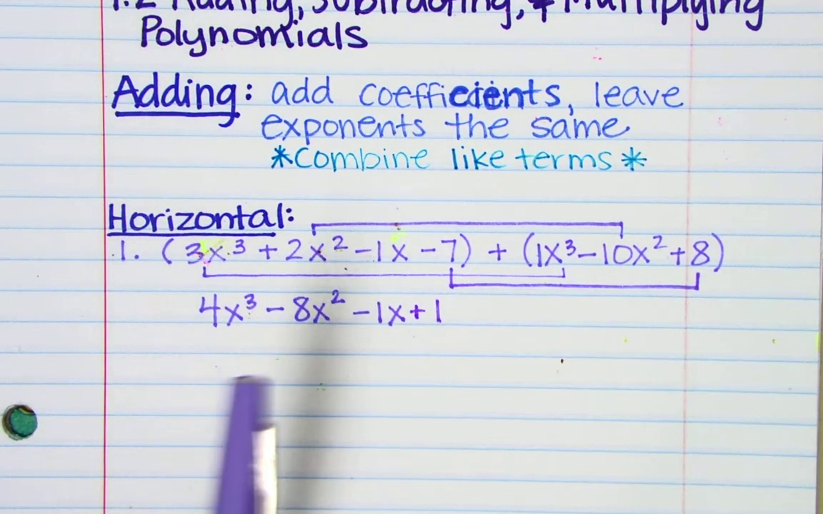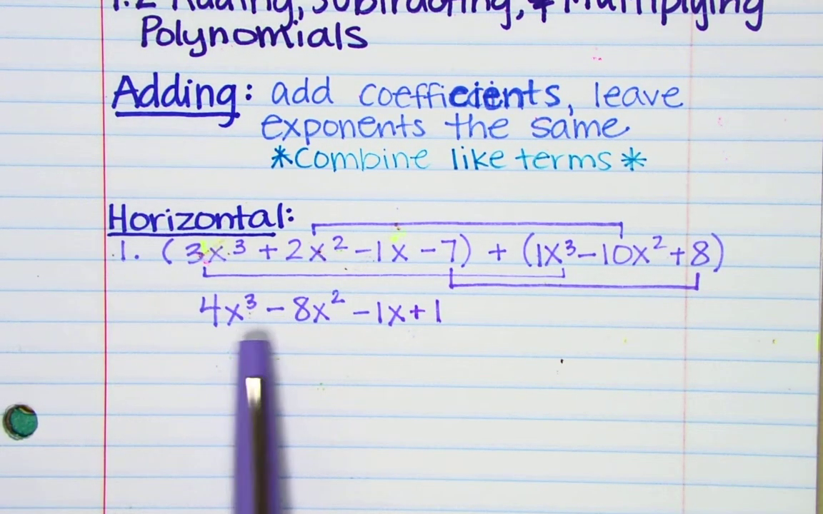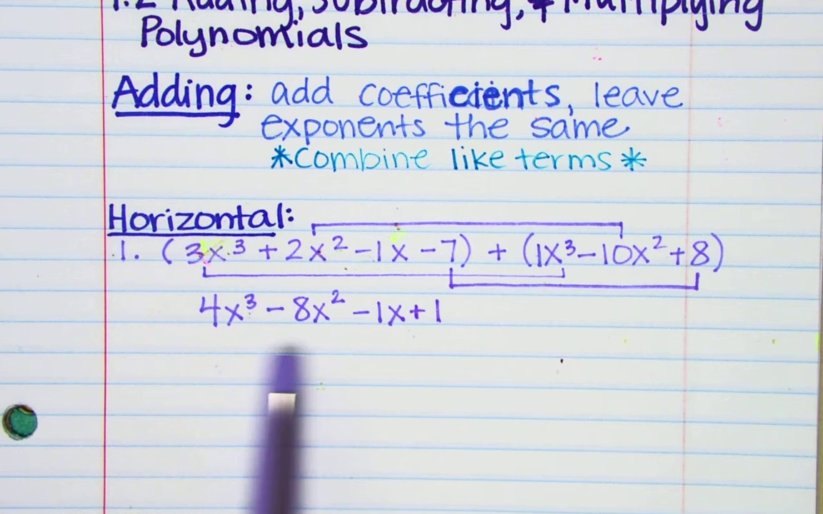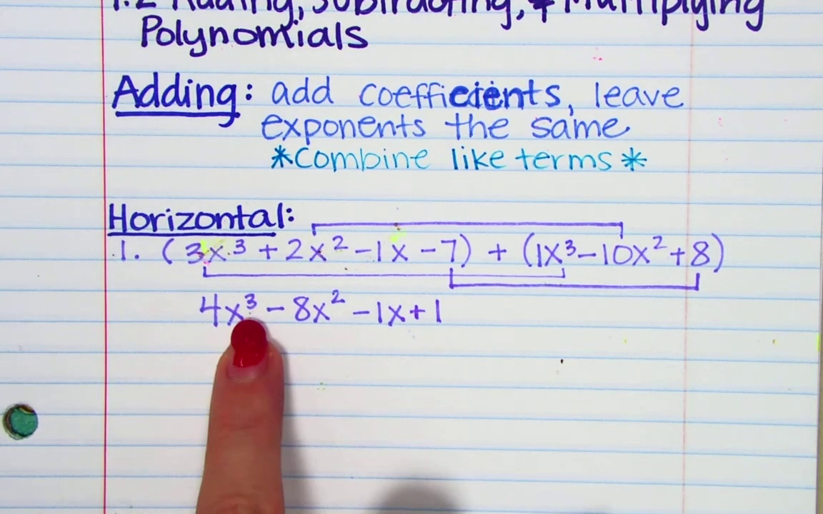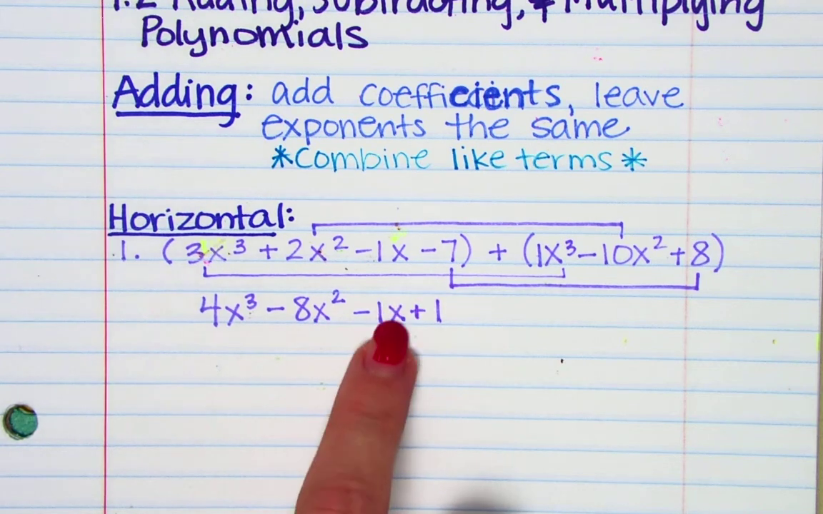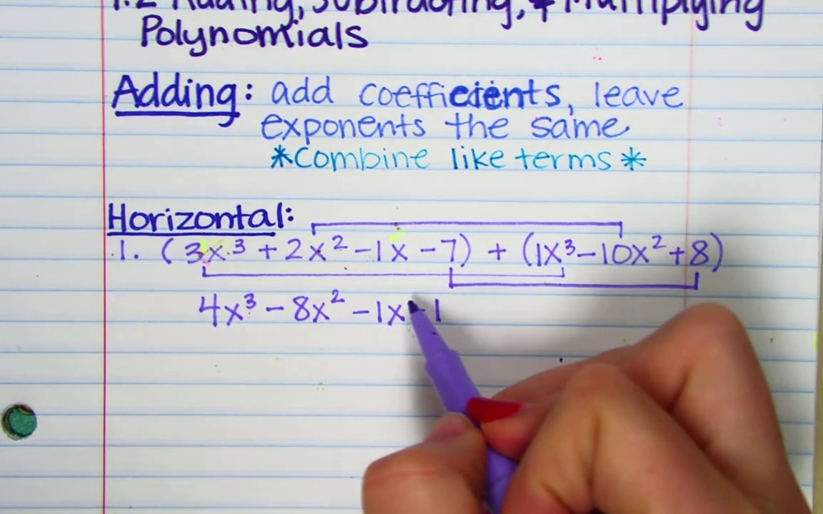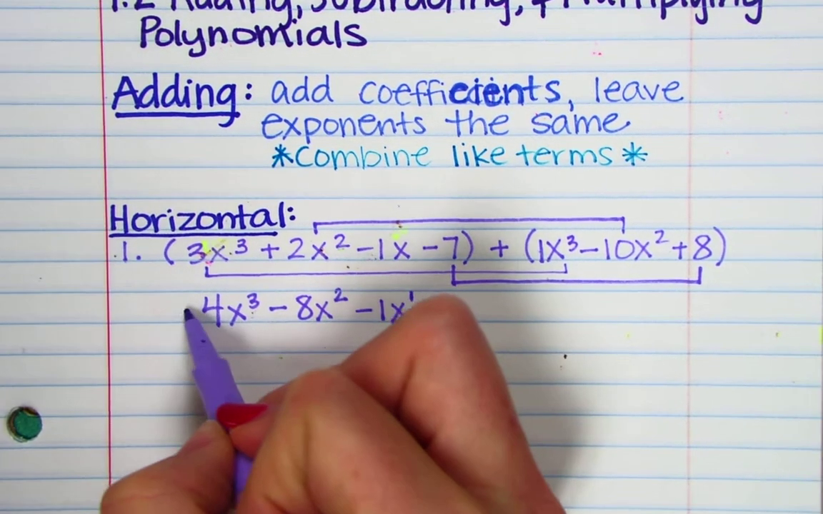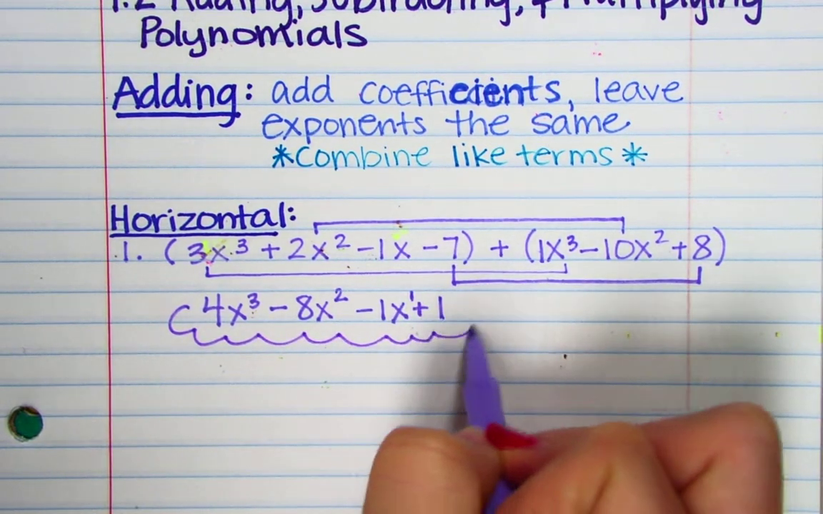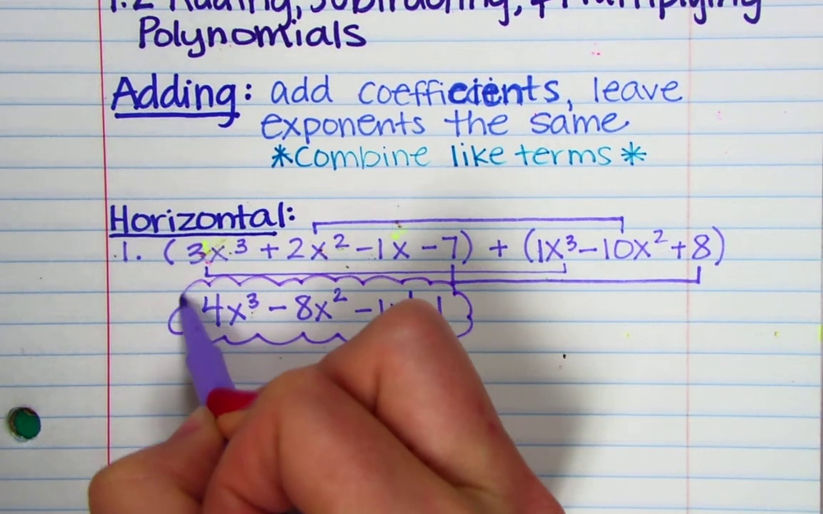Do I have to do it in this order? Yes, I do. It is important to be in standard form: highest exponent, second highest exponent. What's the exponent of this, even though there's not one there? It's 1. You can write that in too to help you. I'm going to do that, especially on the multiplying, because that's really helpful. So there's my answer.